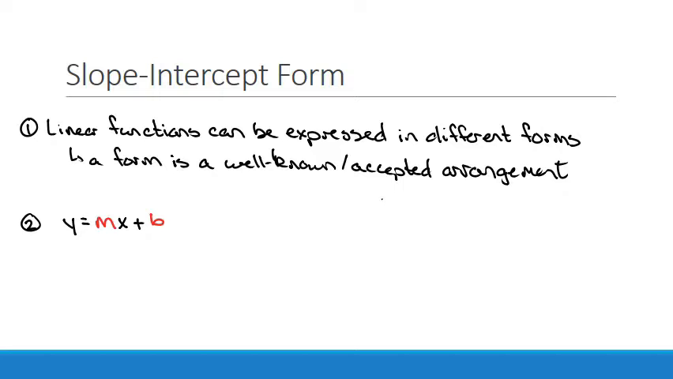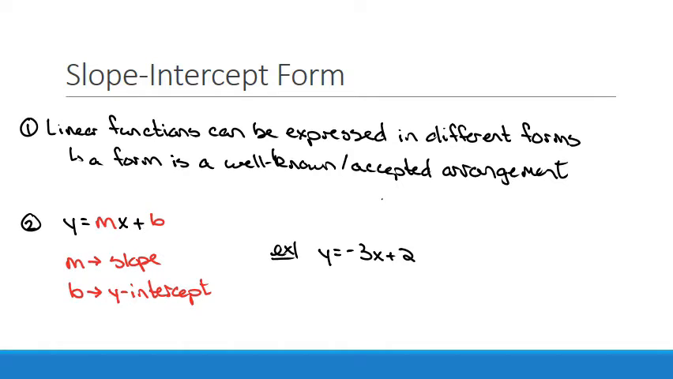Slope-intercept form is this here, y = mx + b. The m and the b are characteristics of the line though. The m is the slope and the b is the y-intercept. So the way this could look, it could be something like y = -3x + 2, or y = 2/3x - 4. So those are slope-intercept forms.